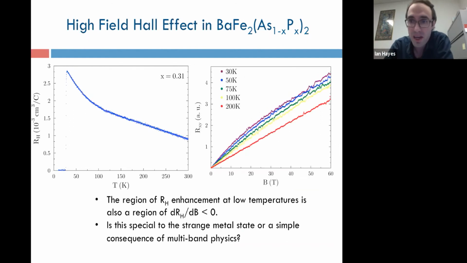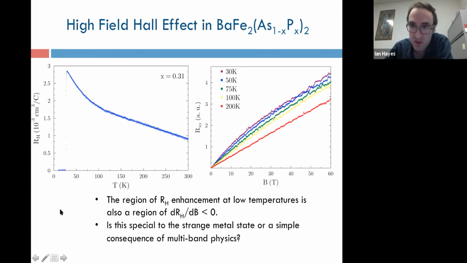So this has the makings of an interesting correlation between a particular field dependence, a decreasing RH with field, and the strange metal behavior in the temperature dependence, an increase as you go toward lower temperatures. And I will show you, based on where this particular field dependence lives in the phase diagram, that it's very unlikely to be a simple band structure effect. It's probably related to whatever scattering, whatever interactions are responsible for superconductivity.